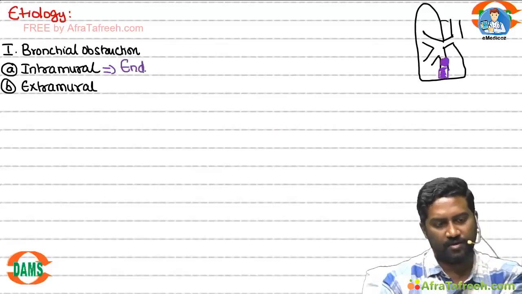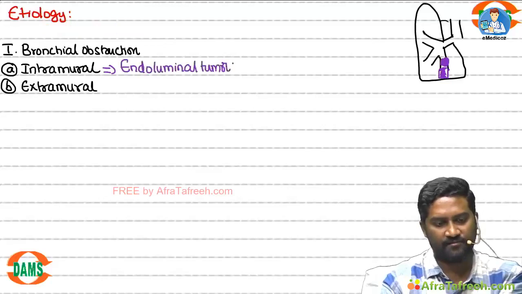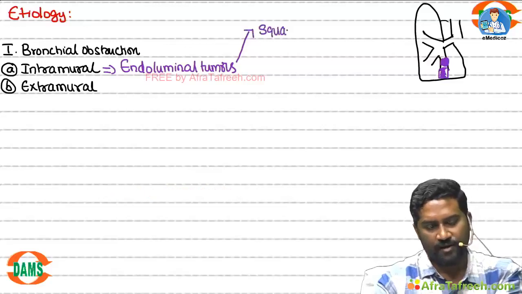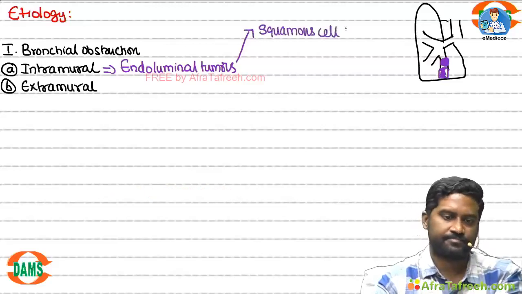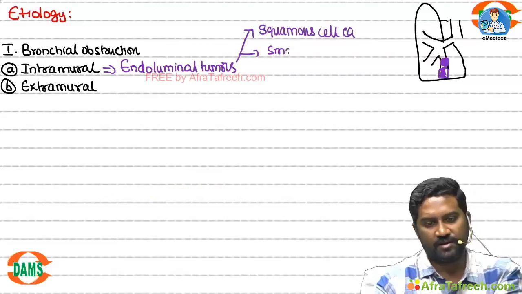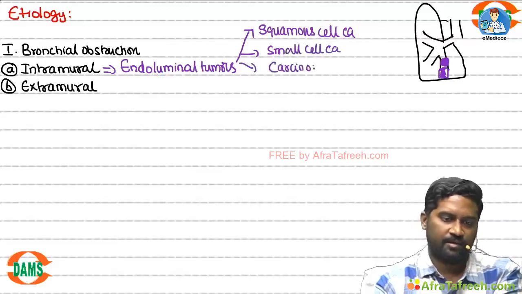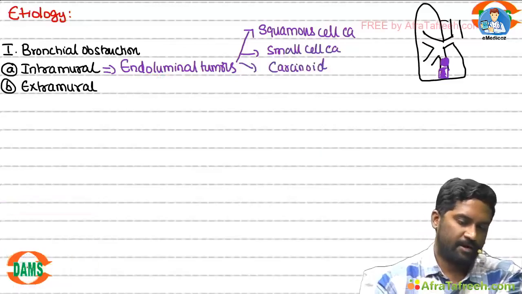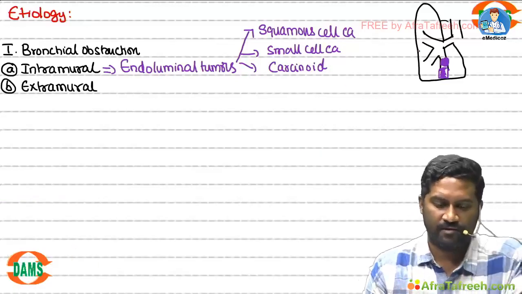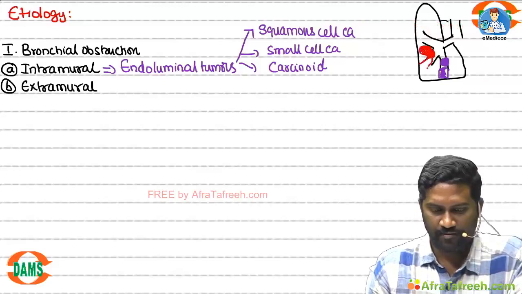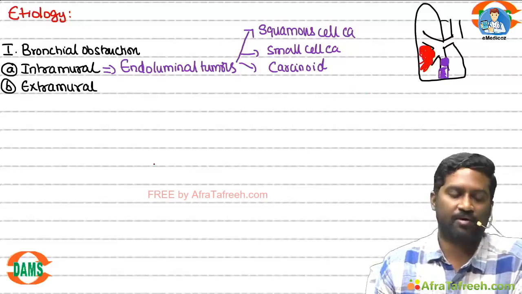Examples will be endoluminal tumors, tumors that readily arise within the bronchial lumen. It can be due to squamous cell carcinoma, small cell carcinoma, carcinoid. Extramural means the obstruction is not within the bronchus. Something outside the bronchus is compressing the bronchus. So because of that the bronchus gets compressed and ultimately there will be bronchiectasis.